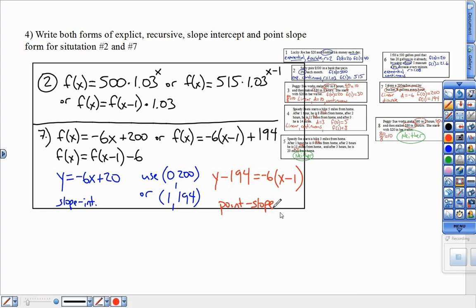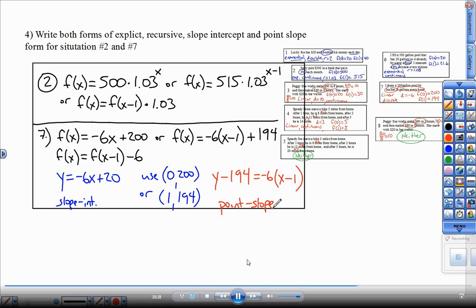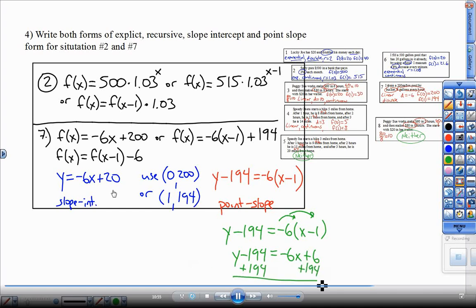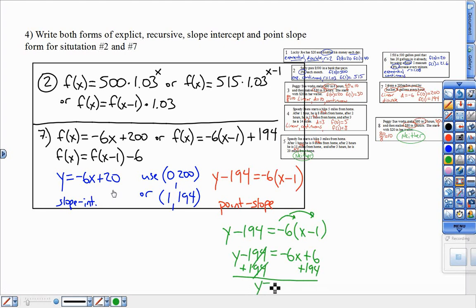Just remembering that if I take point slope form and simplify it, it goes back to slope intercept form. So if I took that y minus 194 equals negative 6 times x minus 1 and distributed that negative 6, that would give me y minus 194 equals negative 6x plus 6. And then when I add 194 to both sides, that gives me back to slope-intercept form. Y equals negative 6x plus 200.